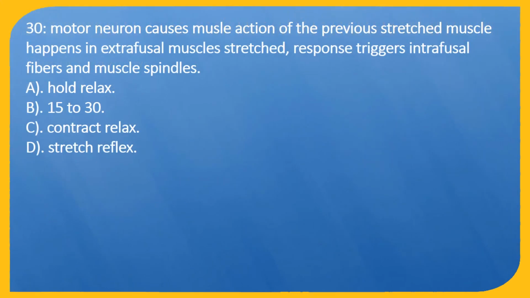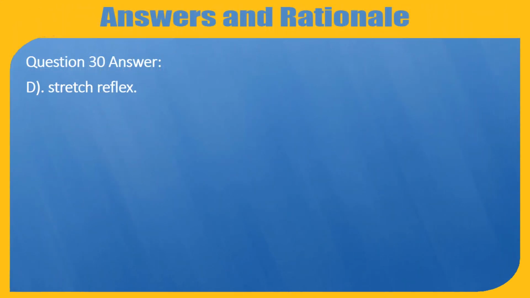Question 30. Motor neuron causes muscle action of the previously stretched muscle, happens in extrafusal muscles stretched. Response triggers intrafusal fibers and muscle spindles. A. Hold relax. B. 15 to 30. C. Contract relax. D. Stretch reflex. Question 30. Answer: D. Stretch reflex.